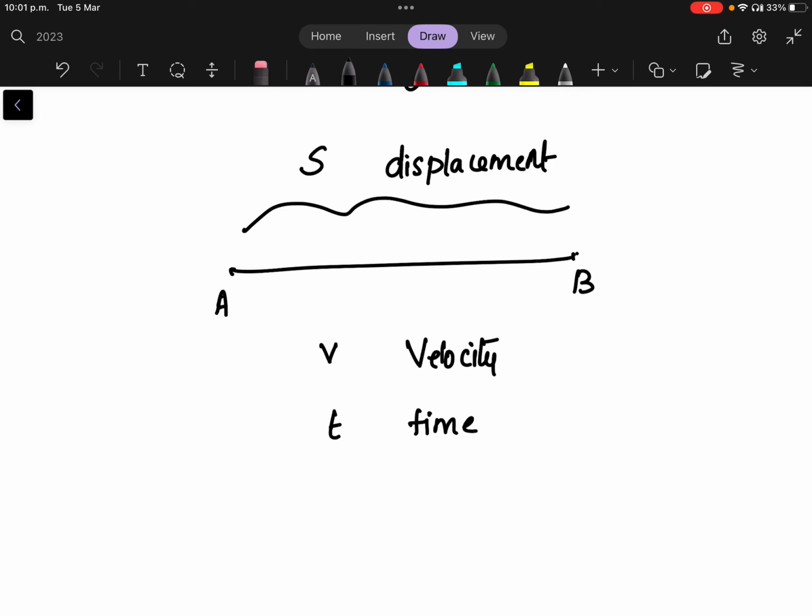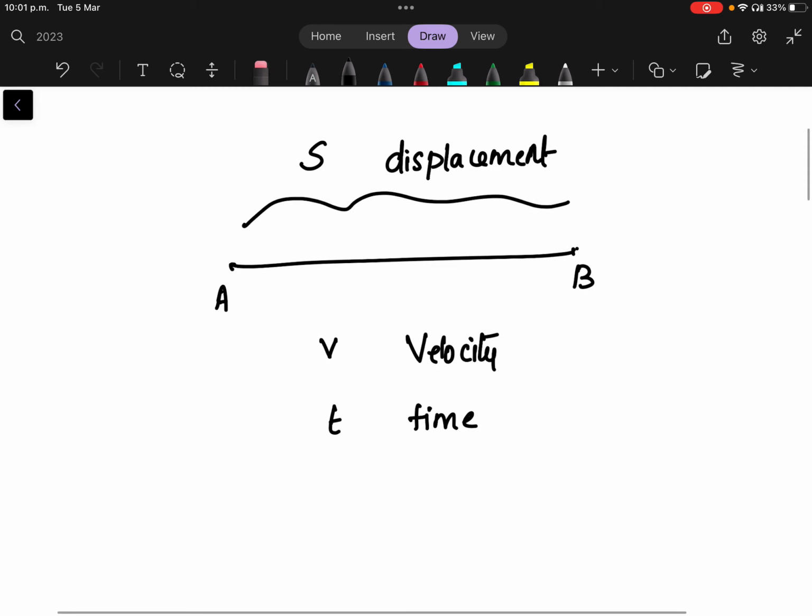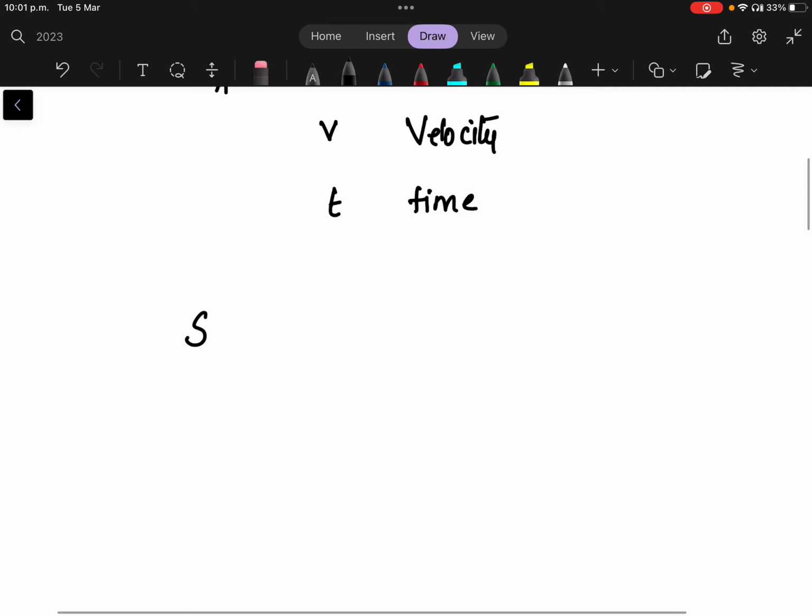And then the speed with which he is traveling is called velocity, denoted by v, and the time is denoted by t. Now we know that v is equal to s over t. So we have three variables now. S is the displacement, v is the velocity, and t is the time. And there's one more factor you have to work on here, the a, which is called the acceleration.